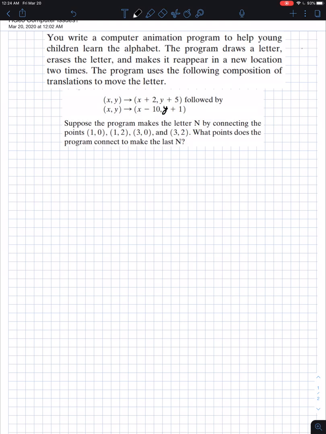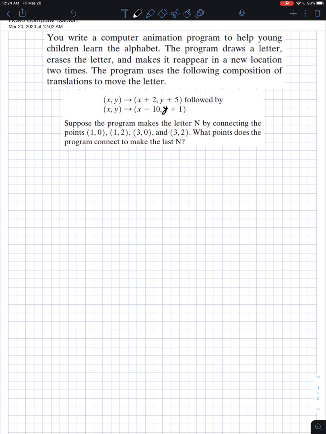We're going to go through this quick problem and show you a composition of translations here. So here's our problem. You write a computer animation program to help young children learn the alphabet. The program draws a letter, erases the letter, and makes it reappear in a new location 2 times. The program uses the following compositions of translations to move the letter.